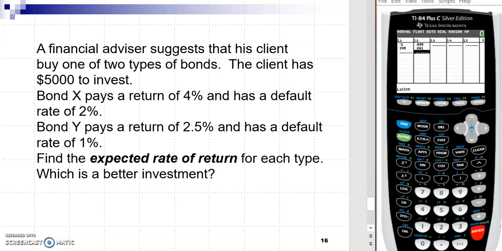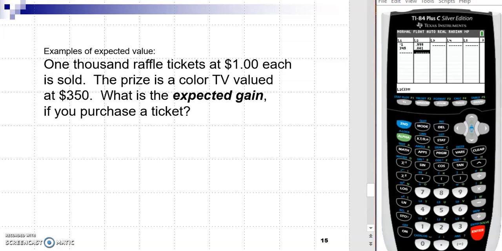Well, we're back and we're going to look at a couple of problems in which we're computing expected value. And this is the end of section 5.2. So the first problem is we have 1,000 raffle tickets at $1 each that are being sold, and the prize is a color TV valued at $350. What is the expected gain if you purchase a ticket?